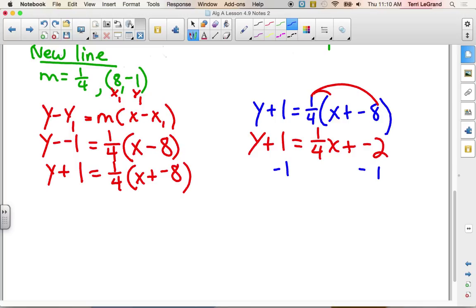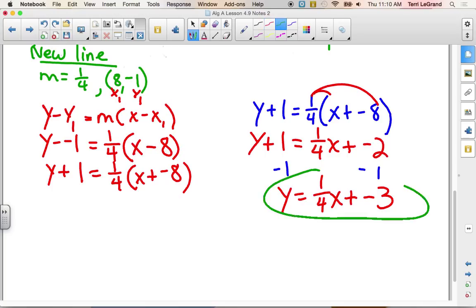Then y equals 1/4 x plus -1. 1/4 x plus what? -3. You can kind of think of it like this. It's 2 below 0. The temperature just went down another degree. So now it's -3. So here's the equation of our new line. That's one of the things we did today. We had to come up with the equation.